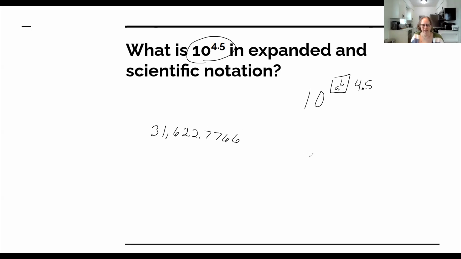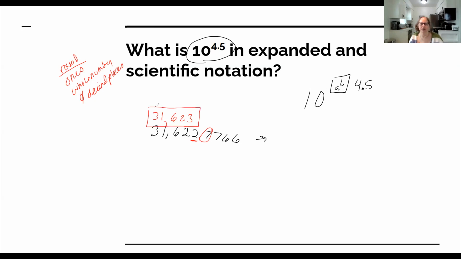31,622.7766, and it does continue on like that, but let's just round to the nearest ones, also called the whole number or 0 decimal places. It could call it any of these things if it tells you to round. It might say use sig figs or round to the nearest this. I look over, it says 7, so I'm going to round up the ones. 31,623 is my answer in expanded form.